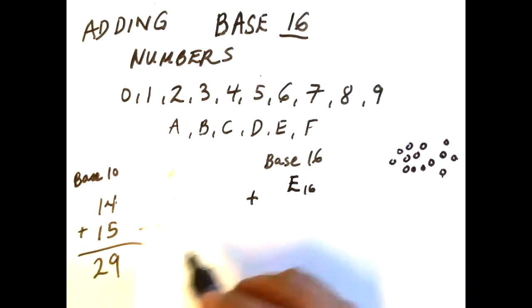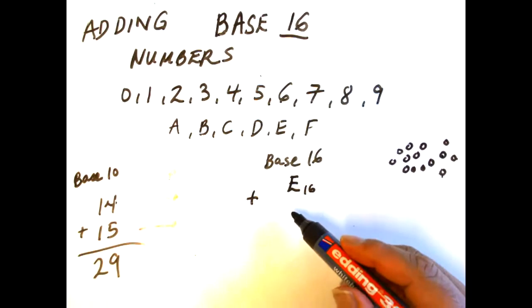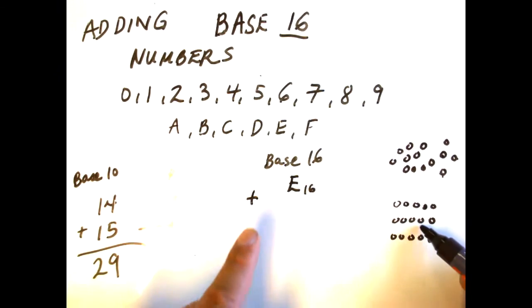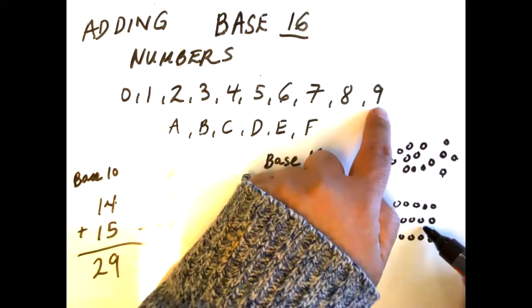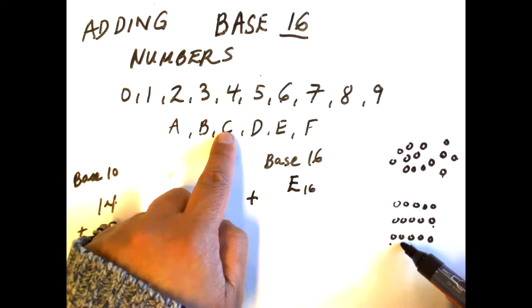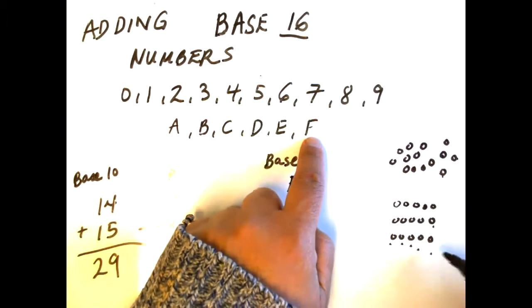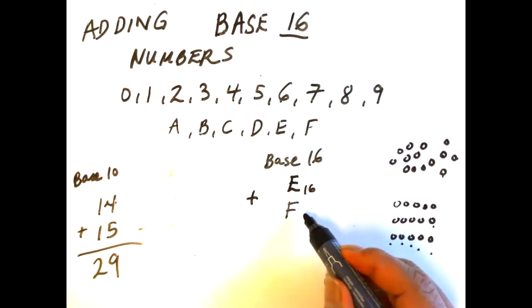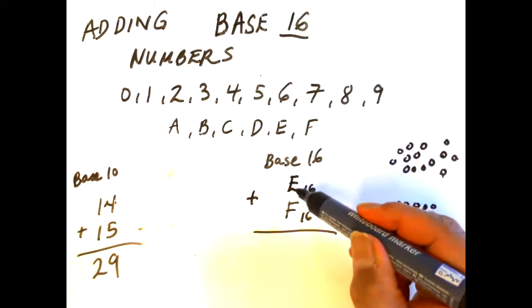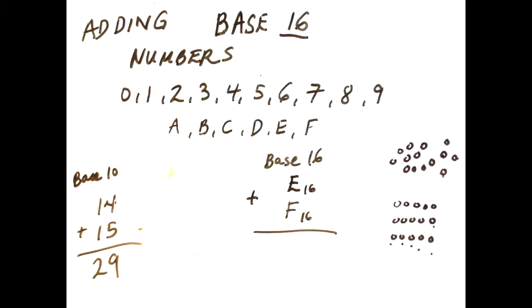Now you add that with 15. Let's see how we do it. So we count 15. 1, 2, 3, 4, 5, 6, 7, 8, 9, 10, 11, 12, 13, 14, 15. Now, 10 is A, then 11, 12, 13, 14, 15. So 15 is written as letter F. Now, how do you add them? It's a silly way to write a number with a letter, but it is what it is in base 16.